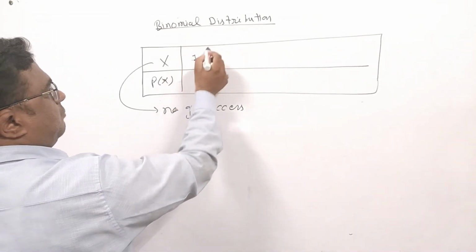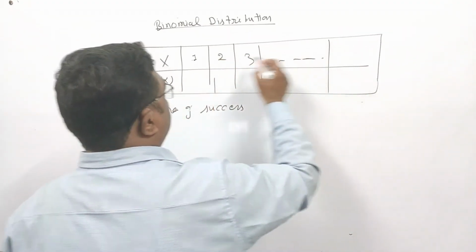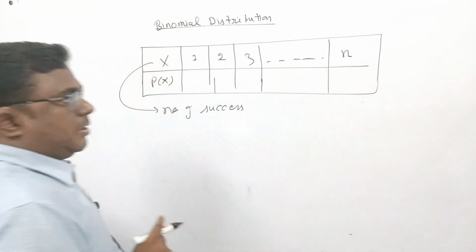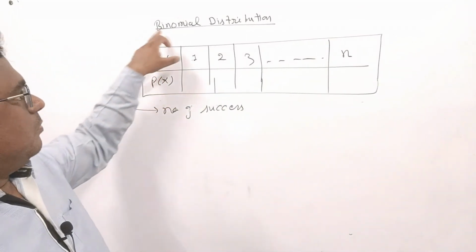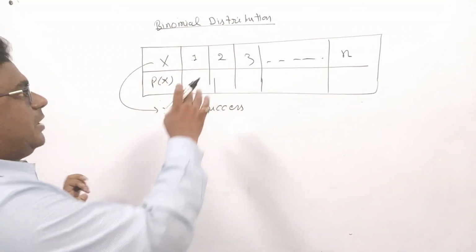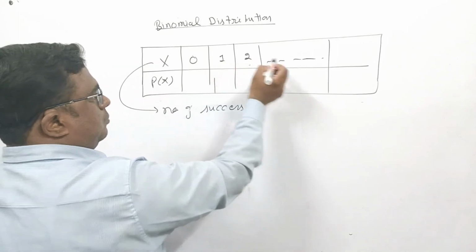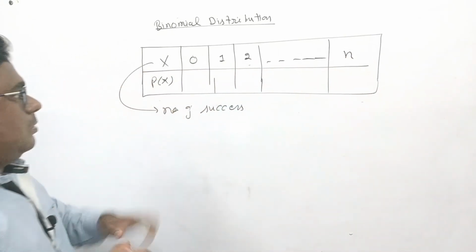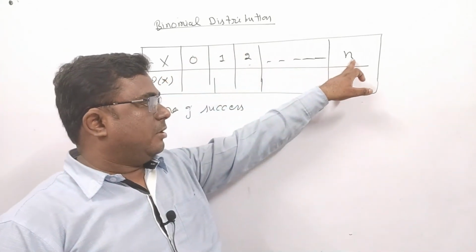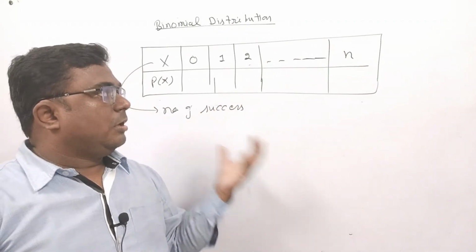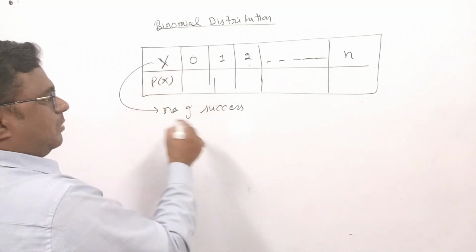So the value of capital X will be 1, 2, 3 and so on, and the maximum value of X will be n. And what is n? I told you n is the total number of trials. So in binomial distribution, the minimum value of X, let us change it, it is a mistake, 0, 1, 2 and at last n. So what is the minimum value of capital X? 0. And what is the maximum value of capital X? n. What is n? n is the total number of Bernoulli trials. And what is X here? X is the number of successes.